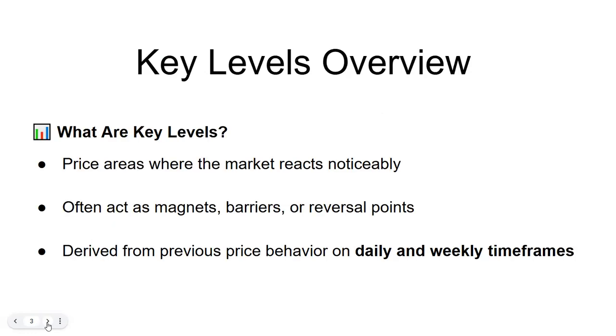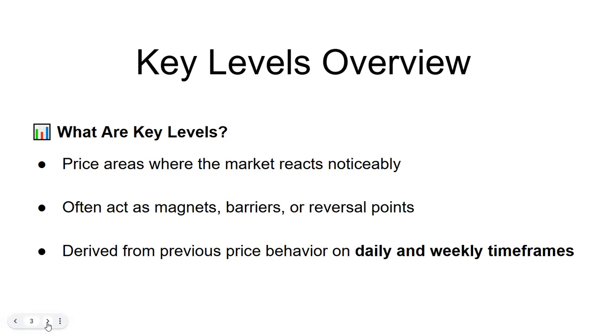Okay, so key levels overview. What are key levels? These are areas where price or the market reacts noticeably. You see them on the chart. If you go to the higher time frame, and even on the lower time frame, you always see those levels where price reacts from. So these are all called key levels. They often act as magnets, barriers, or reversal points.